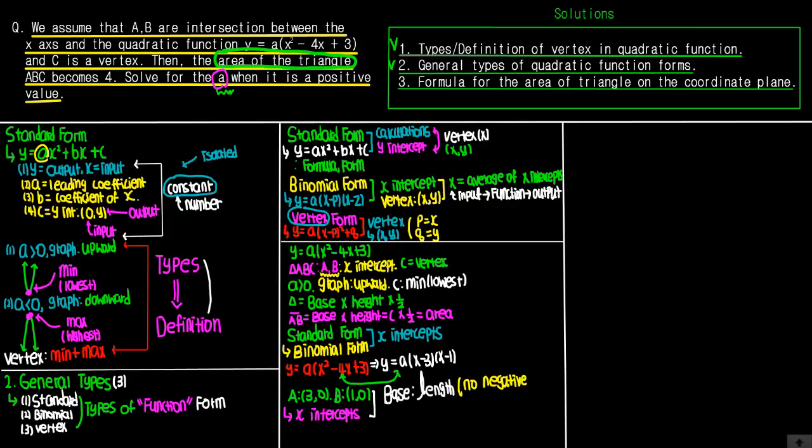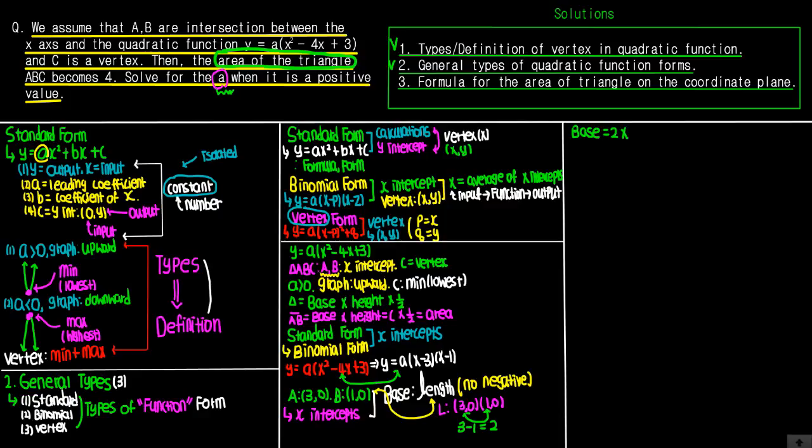Which means, in order to solve for lengths on the coordinate plane between points, it is going to be the difference between the points. So the length between (3, 0) and (1, 0), according to the property, the only difference between them is the x. The difference is 3 minus 1, which is 2. So as we can see, the base is equal to 2.